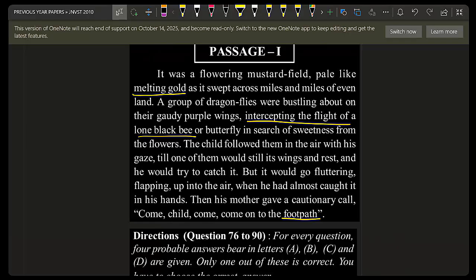Okay, sir. Karthik, right? Yes, Karthik. Sir, what does footpath mean? Footpath means suppose you are walking on a road. For pedestrians, those who are walking on foot, a somewhat elevated path will be there only for pedestrians. So the mother is asking the child to come onto the footpath because if he is on the road, that may cause an accident. Okay.